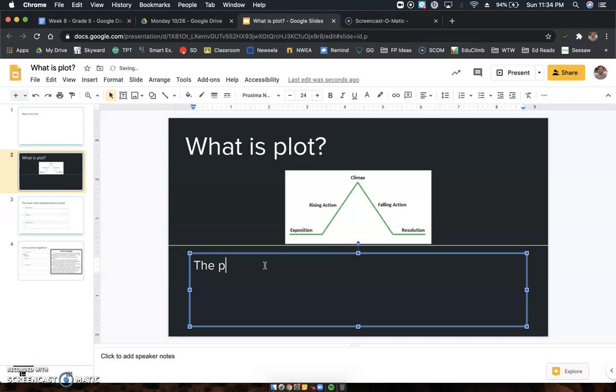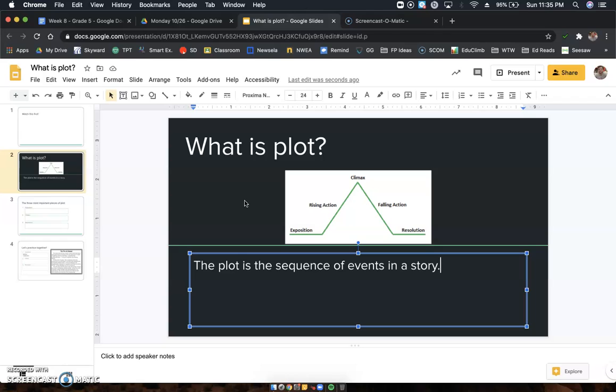The plot is the sequence of events in a story. Okay, so all the plot is, it's just all of the things that happen in a story, from all the way in the beginning till the end. Okay, that's what the plot is. What happens in the story.